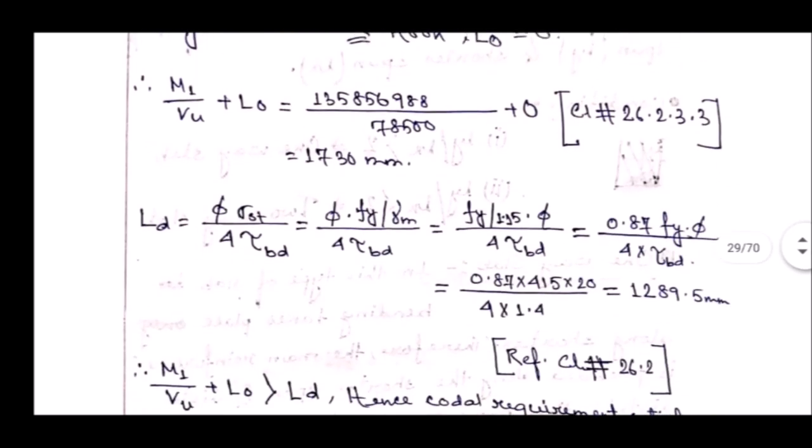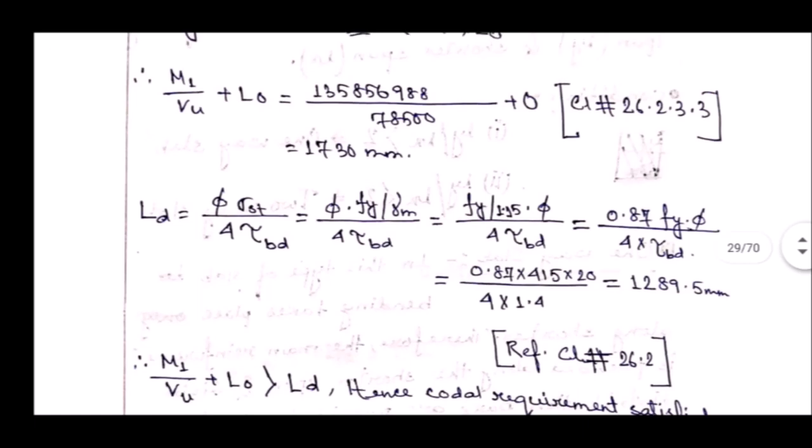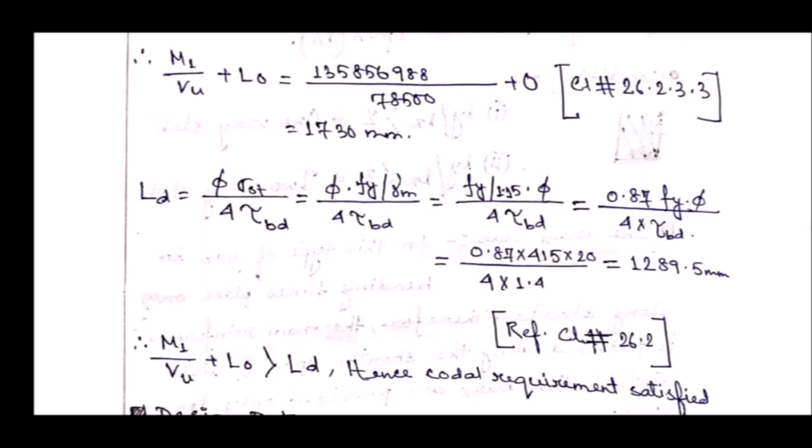Now the equation we have seen in the IS code, M1 by VU plus L0, if you put the values, is equal to 1730 mm. Now let's check the value of LD, that is equal to, as per formula, phi into sigma s by 4 tau bd, that is phi Fy by gamma m for the limit state method by 4 tau bd. If we put the values in this equation, as we know the value of tau bd from clause 26.2 which we have already seen in the IS code, the ultimate value of LD after total calculation is 1289.5 mm. So it is clear that M1 by VU plus L0 is greater than LD, hence the Kodal requirement is satisfied. That means it is also safe and okay in the development length check.